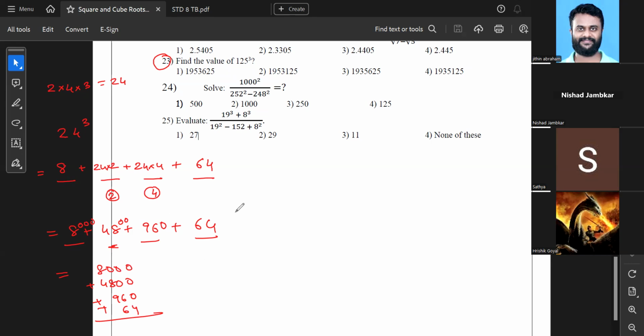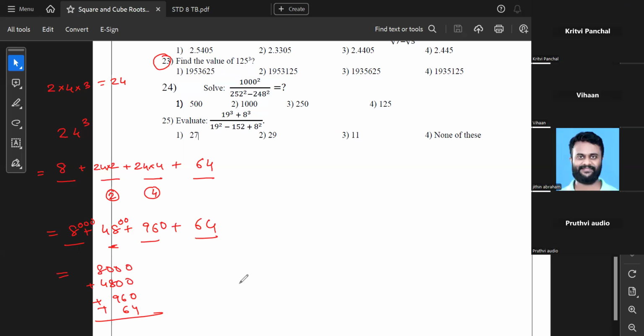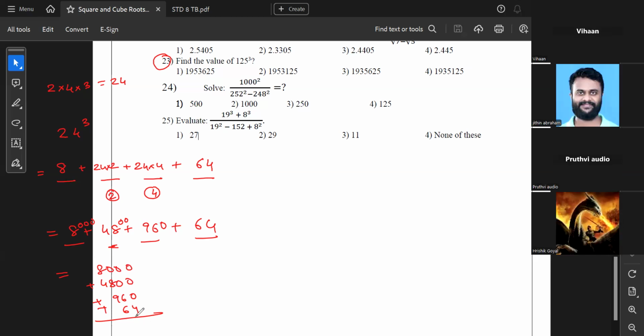Okay, this is one technique I'm just sharing. Otherwise, if you feel ki cube karna is better for me, go for that. Not a problem. This is just a technique which I'm sharing with you. Now tell me, what should be the answer to this particular addition?